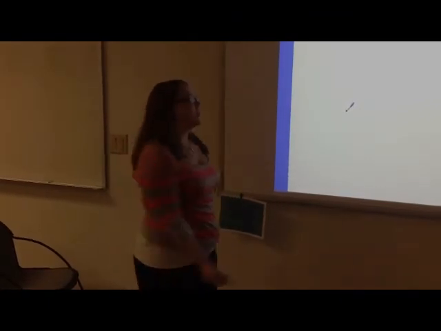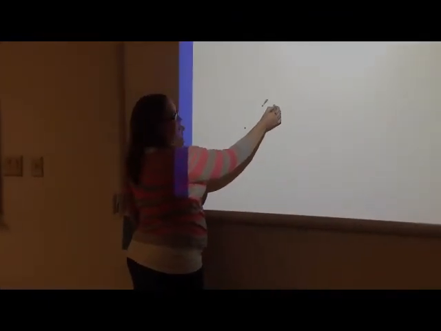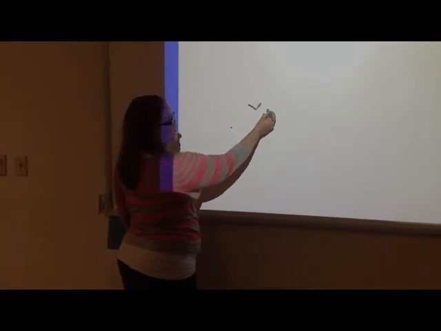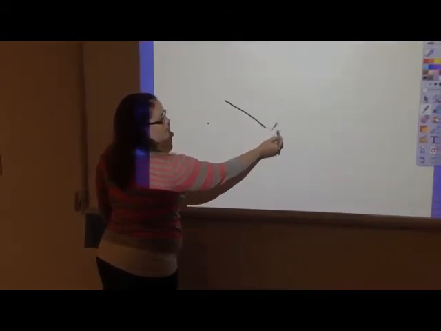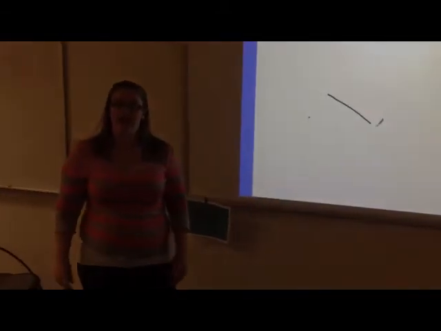The next thing we're going to go over is calibrating the board. So calibrating the board allows the pen to be where it actually touches. So if you notice, it is not right where my pen is touching. It's a little bit off. And there are two ways to actually calibrate the board.